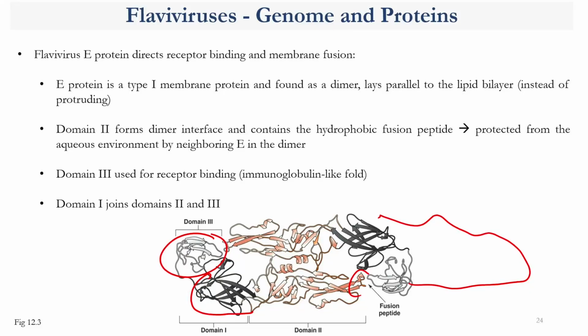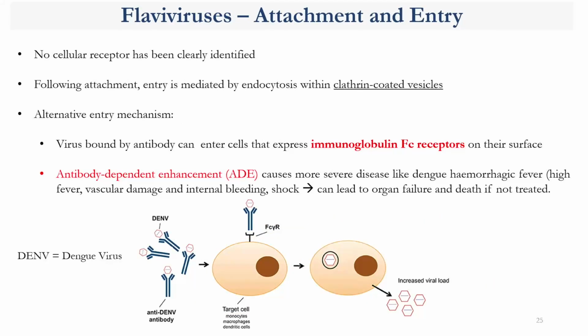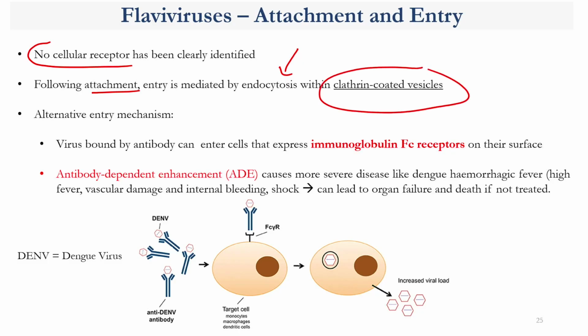So the question then becomes, how does it attach and enter the cells? We actually haven't really identified a specific cellular receptor for these viruses, okay? But once the attachment does happen, the entry is endocytosis mediated with clathrin-coated vesicles. So once you start to endocytose, you're going to form these clathrin structures on that membrane invagination. Once that's inside, the clathrin coat comes off, and now you have a membrane structure that contains your virus.